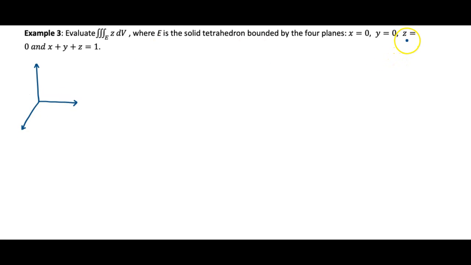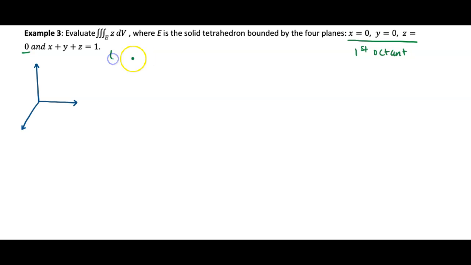So x equals 0, y equals 0, z equals 0. Well, all this means is that our region is in the first octant. Now for x plus y plus z equals 1, well, we can plot these intercepts.